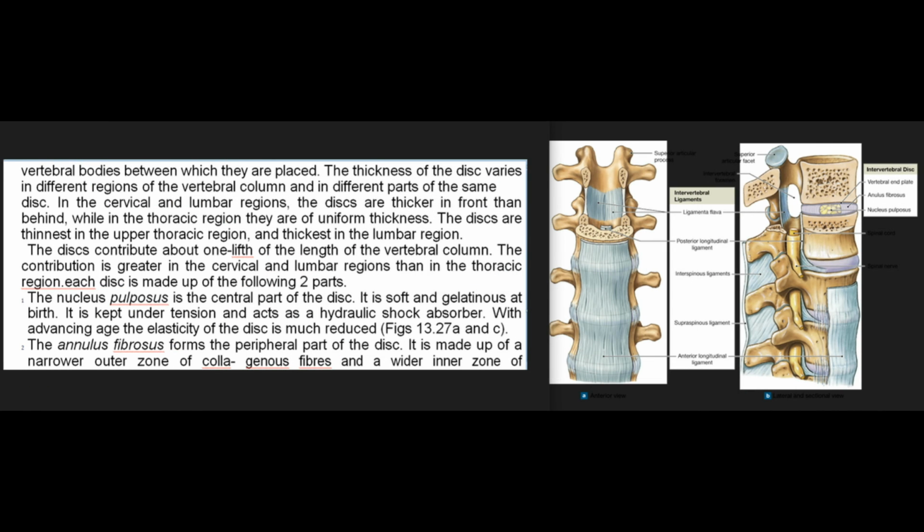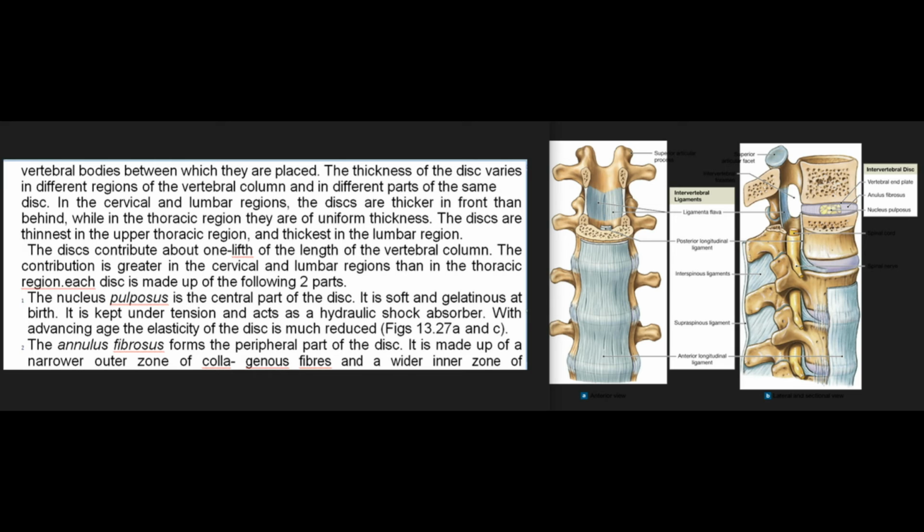The thickness of the disc varies in different regions of the vertebral column and in different parts of the same disc. In the cervical and lumbar regions, the discs are thicker in front than behind, while in the thoracic region they are of uniform thickness. The discs are thinnest in the upper thoracic region, and thickest in the lumbar region. The discs contribute about 1/5 of the length of the vertebral column. The contribution is greater in the cervical and lumbar regions than in the thoracic region.